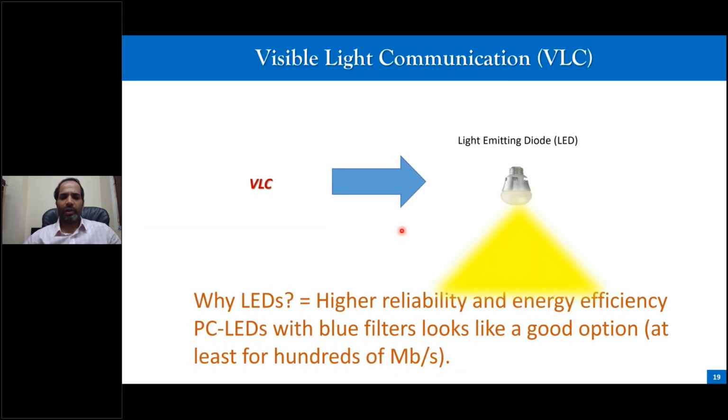Now we have looked at VLC. We are interested in VLC, which means we will be using light emitting diodes. And we have answered the question, why LEDs? Because we are looking at higher reliability and energy efficiency. And phosphorus coated LEDs with blue filter looks like a good option. At least you can get 100s of megabit per second over these communication systems.